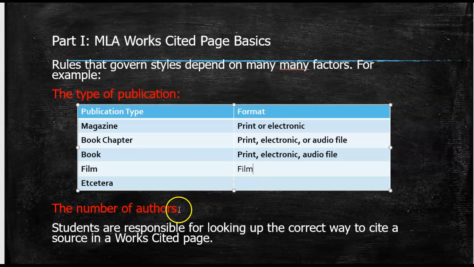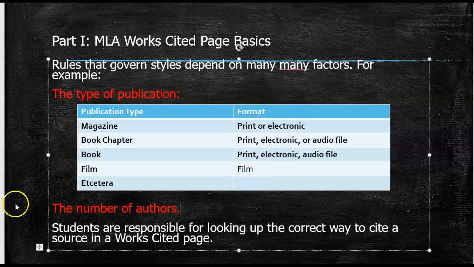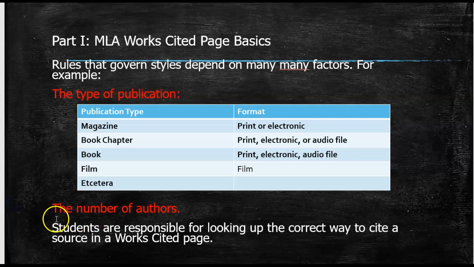Another factor that has to be considered is how many authors are on the publication. Typically there's one or two authors, but there could be three, and there are style guidelines for up to seven. So you do need to take a look at the Hacker Handbook or the Purdue OWL online for those guidelines.